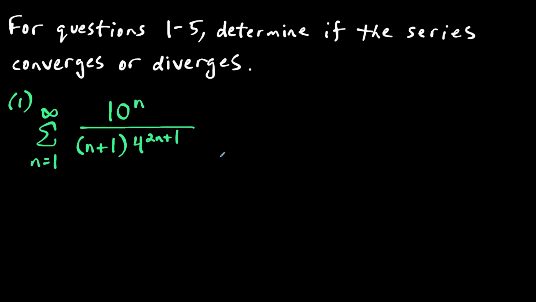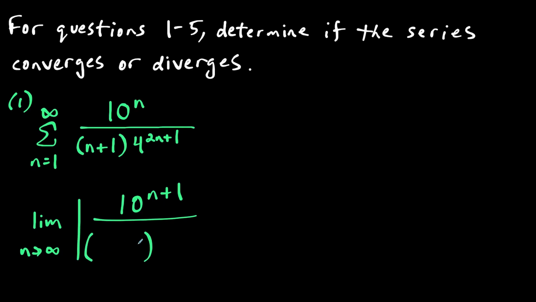For the questions we're looking at, we're going to use the ratio test to determine if the series converges or diverges. So to use the ratio test, what we're doing is we're taking the limit as n goes to infinity, and we're taking the a sub n plus 1 term. So that means we're going to replace every one of these n's with n plus 1. So we're going to have 10 to the n plus 1 instead of n over, and then instead of n plus 1 in parentheses, I'm going to put the plus 1 at the end, but we're replacing that n with n plus 1. And then we have times 4 to the 2n plus 1 is going to change to 2 times n plus 1 in parentheses plus 1.